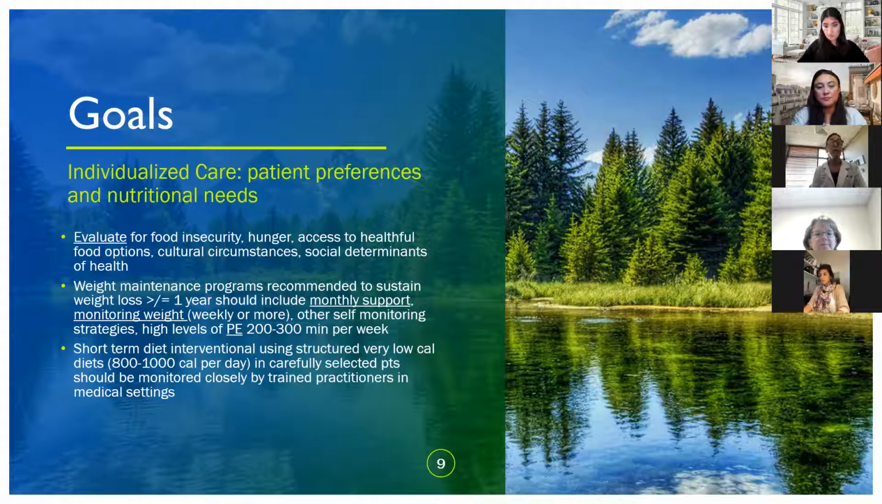But if you're going to do something more very low calorie, like 800 to 1,000 calories a day, it needs to be probably with a structured type program with people who are trained in doing those types of treatments. Next slide.